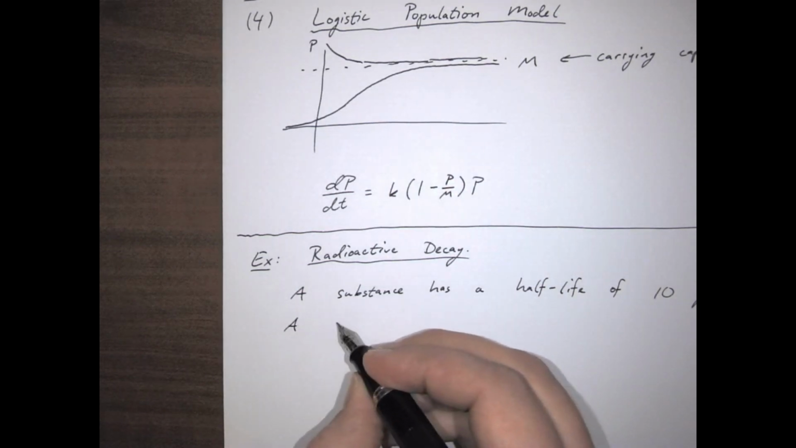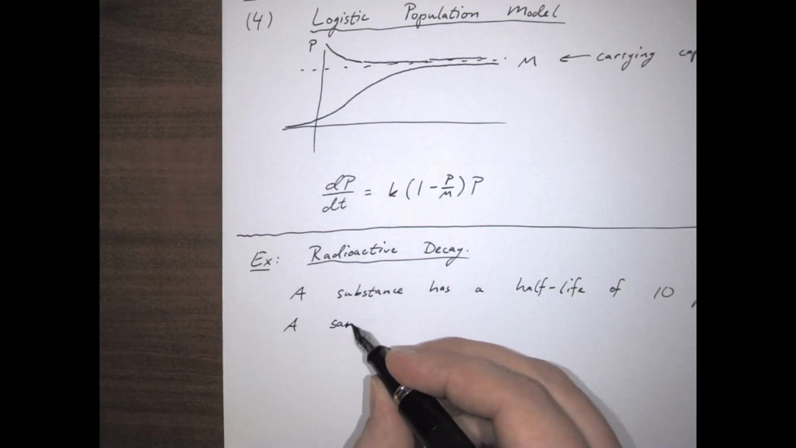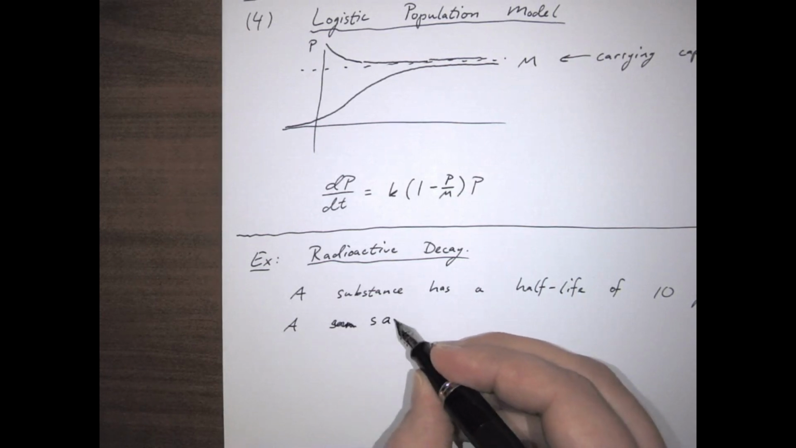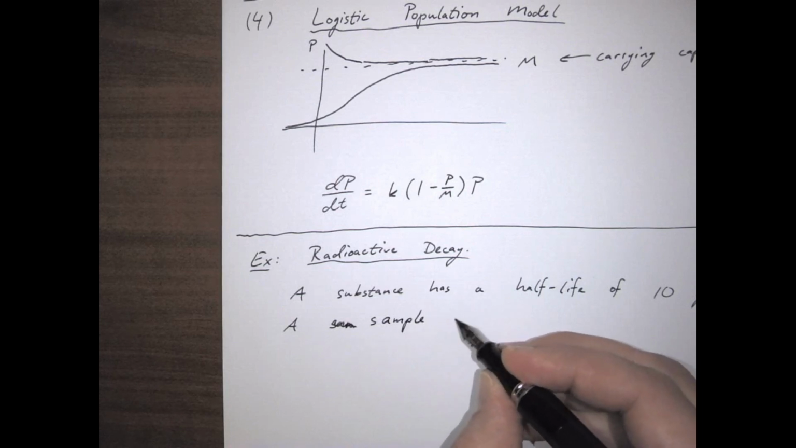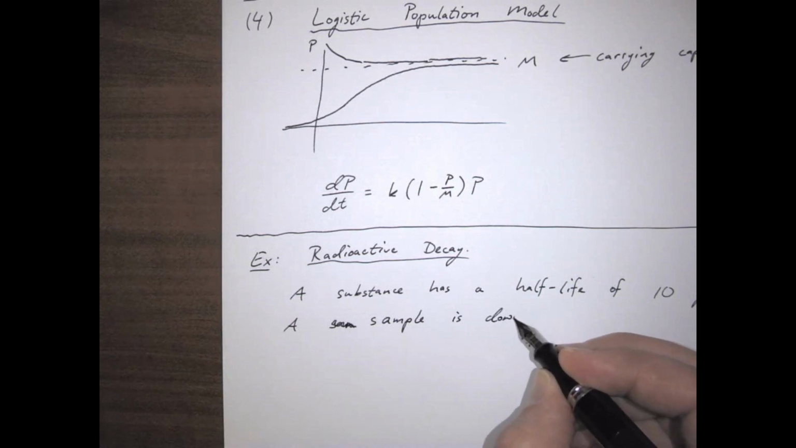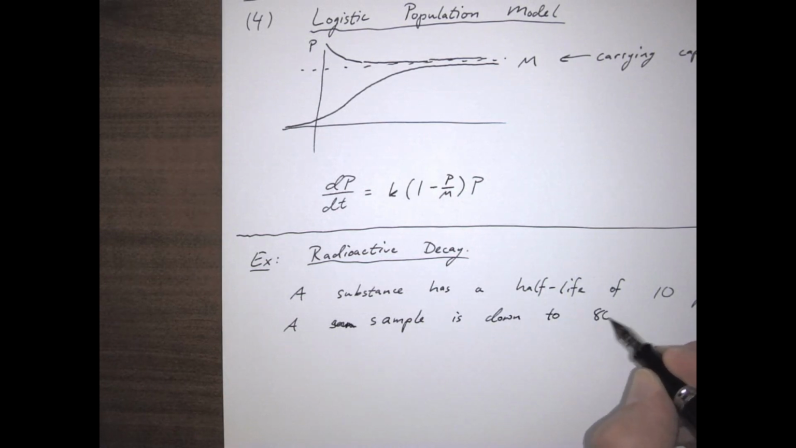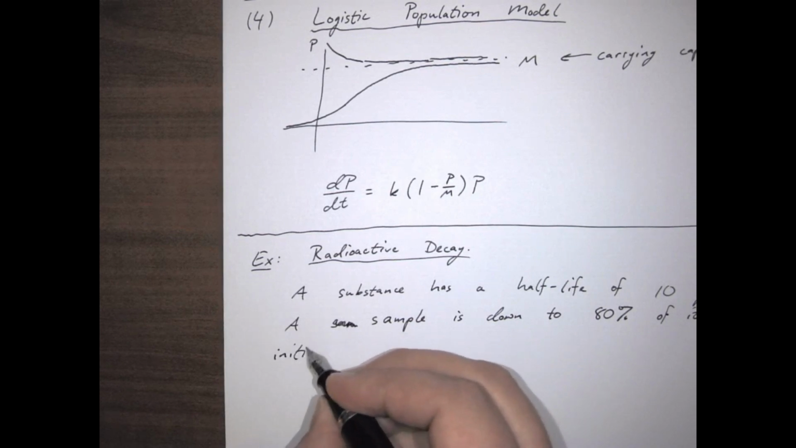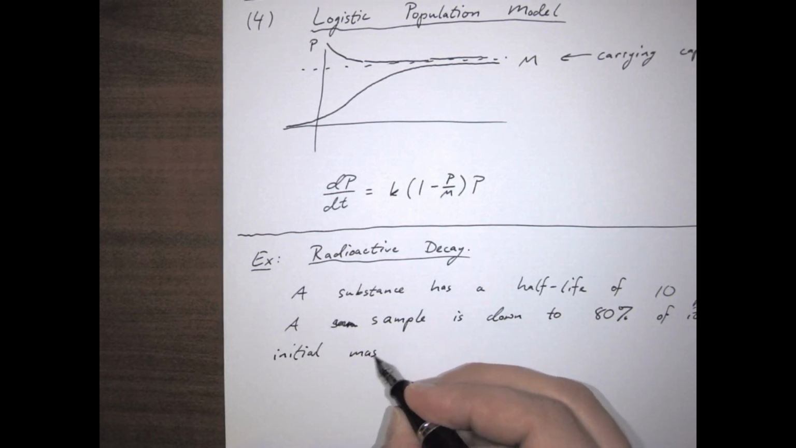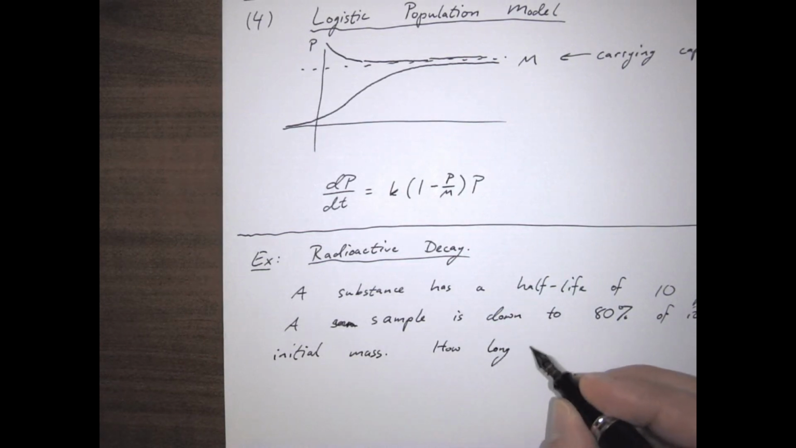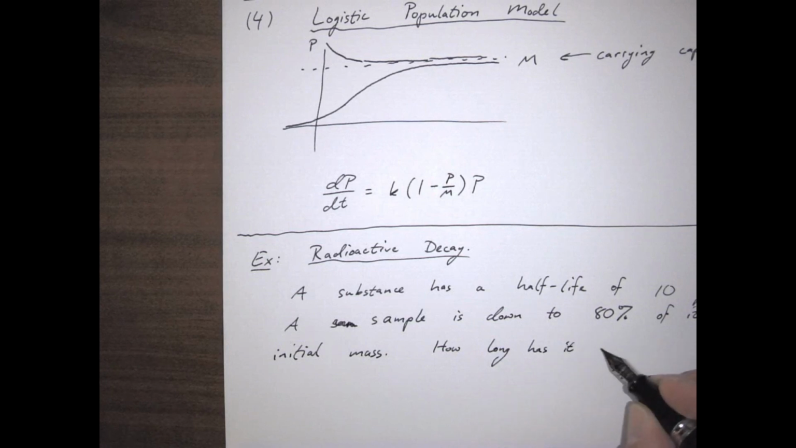A sample is down to 80% of its initial mass. How long has it been?